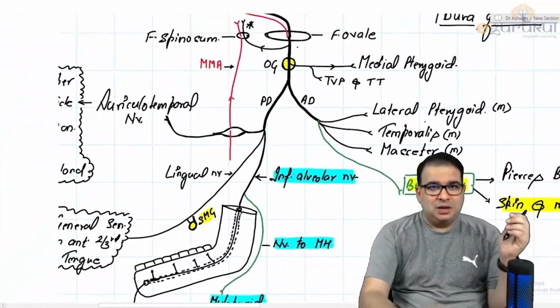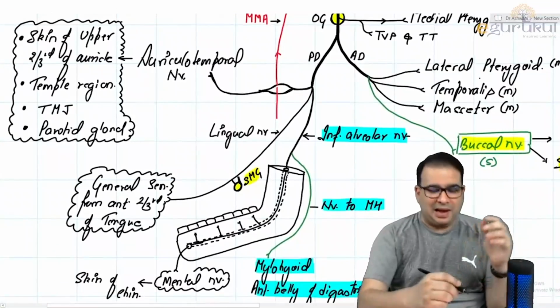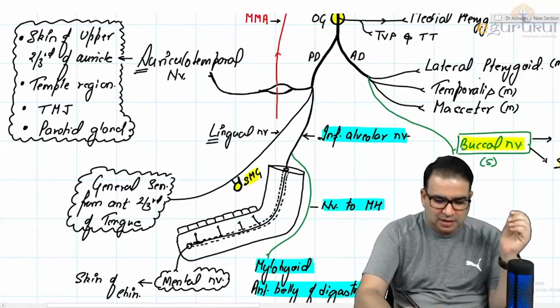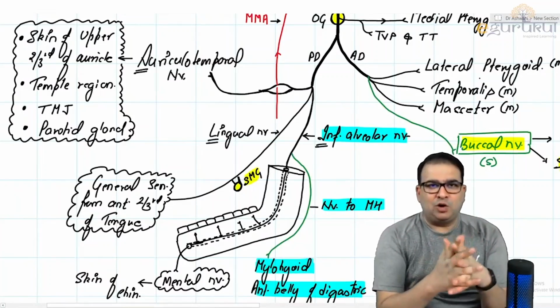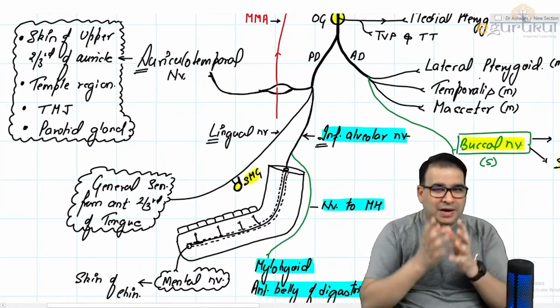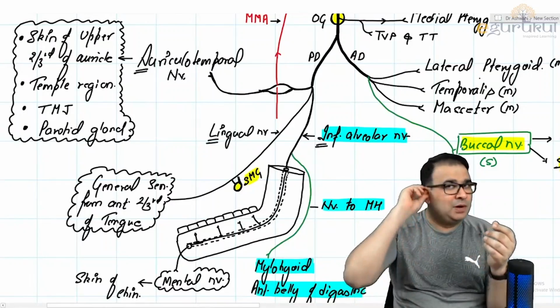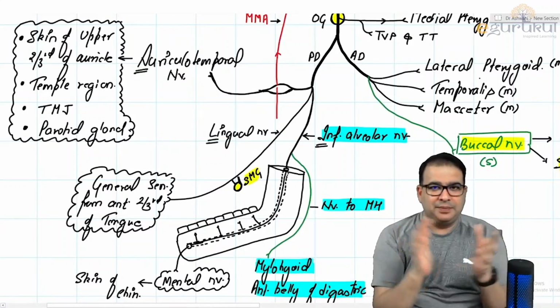Posterior division, three branches. Ali branches. Ali, A-L-I. What is Ali? A, L and I. Ali branches come from the posterior division. A is the auriculotemporal nerve. When it goes backward, it loops around the middle meningeal artery and then it supplies the skin of the upper two-thirds of the auricle and the temple region, TMJ and parotid gland, right?